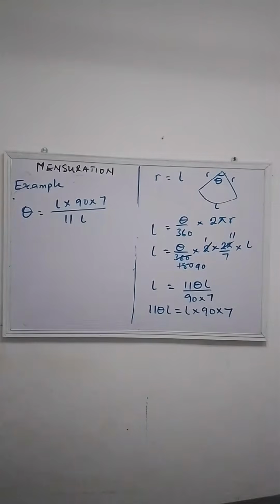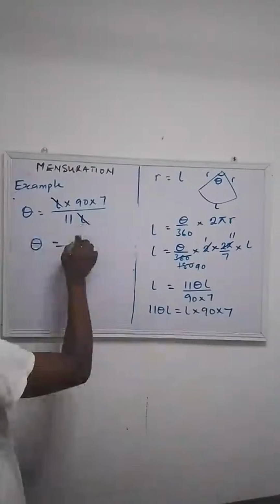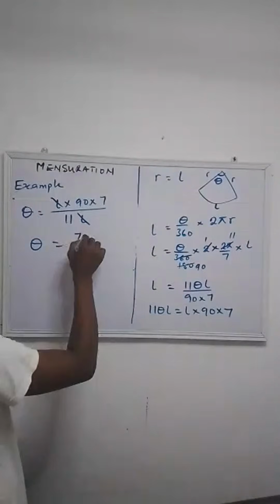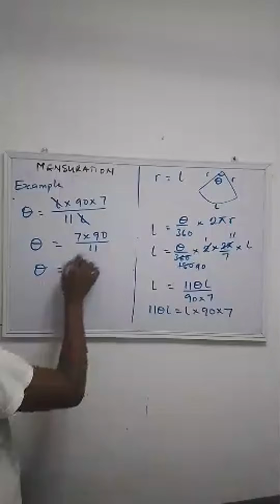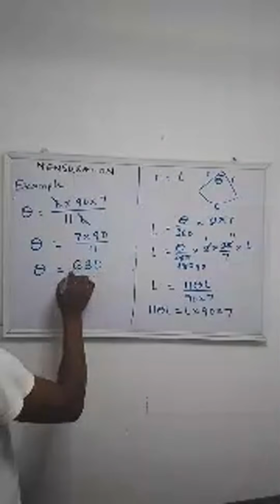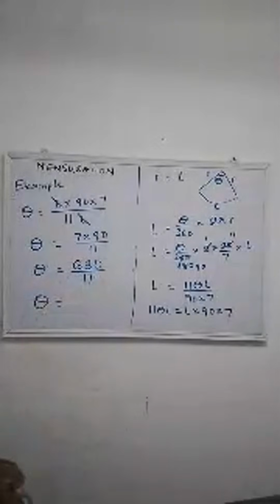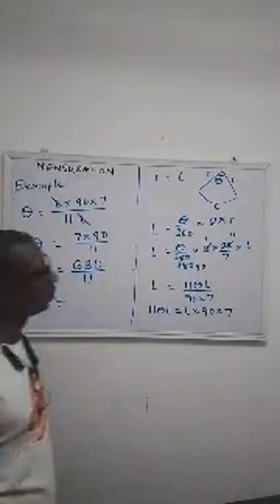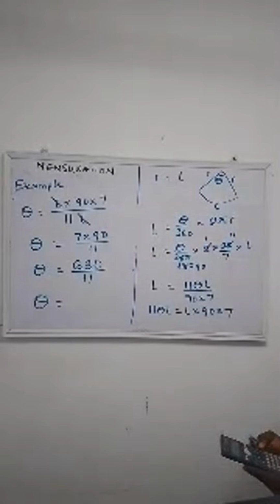Okay. Do you get that now? So now we can cancel L, so we have theta equals 90 times 7 over 11, and that is 9 times 7, that is 63 over 11. So what do we have when we divide that? Okay, so let's see, what do we have when you divide that? So that is going to give you 630 over 11.